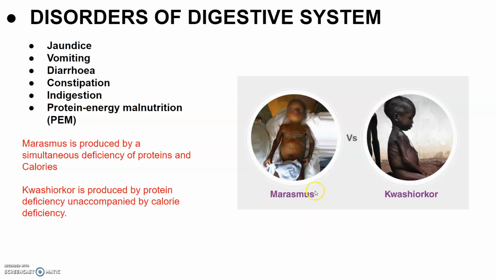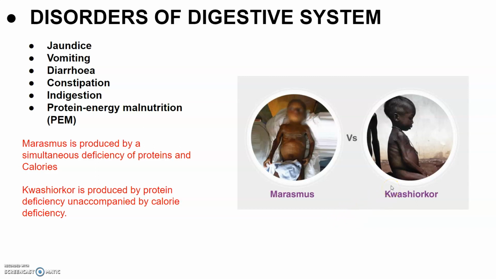In marasmus, the protein deficiency affects the growth and replacement of tissue proteins. Extreme emaciation of the body and thinning of the limbs result, and the skin becomes dry, thin and wrinkled. Growth rate and body weight decline, and growth and development of the brain and mental faculties are also affected.